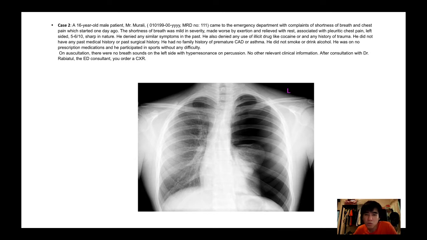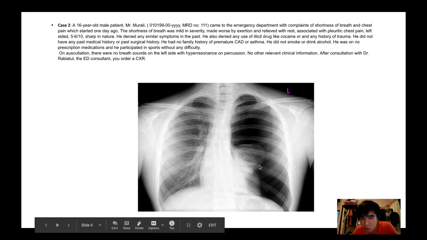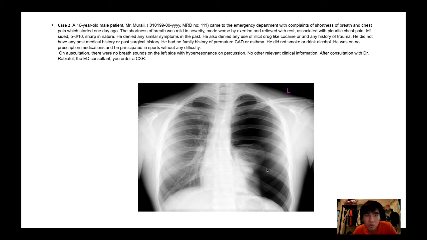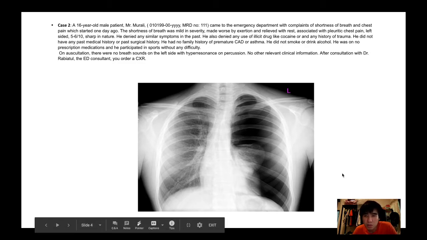So, looks like a pneumothorax and pulmonary collapse. The whole of the right lung is collapsed and withdrew away from the chest wall to form one small lung here. He was previously well until 1 day ago. It's very acute. Let's interpret the chest x-ray.